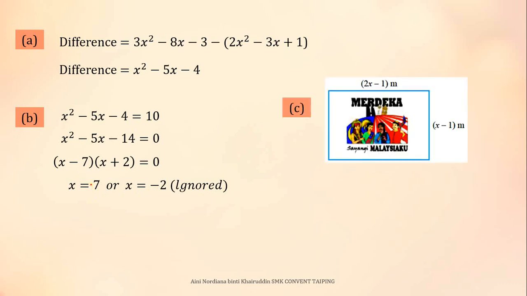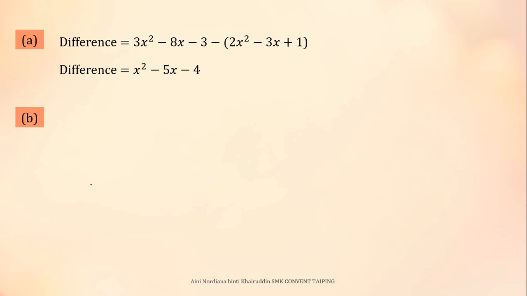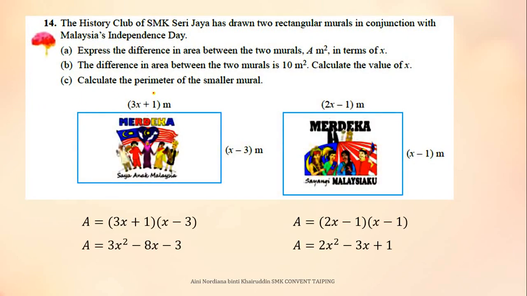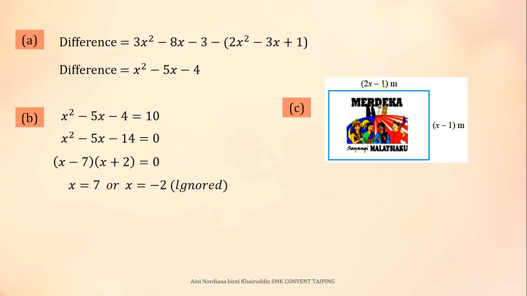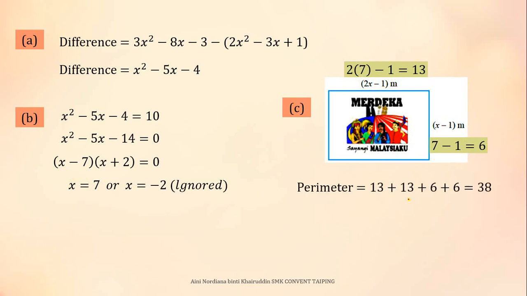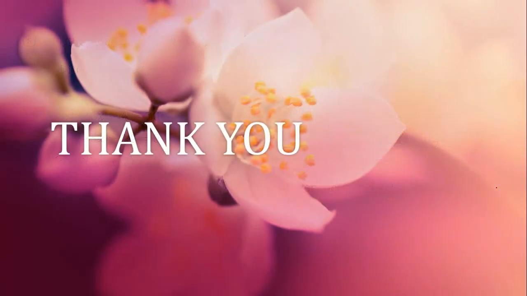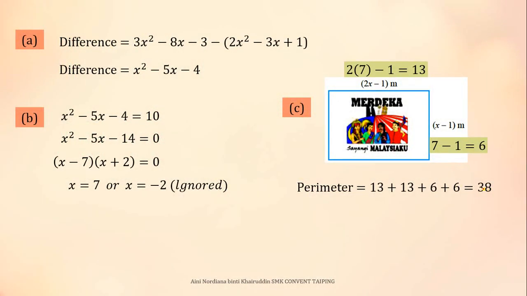So for question C, have a look at the question. Calculate the perimeter of the smaller mural. So this is the smaller mural. So substitute the value of x here with 7, since we got x equals 7 here. So we get the length is 13 and the width is 6. So the perimeter is 13 plus 13 plus 6 plus 6, which is equal to 38. So this is the answer for C.